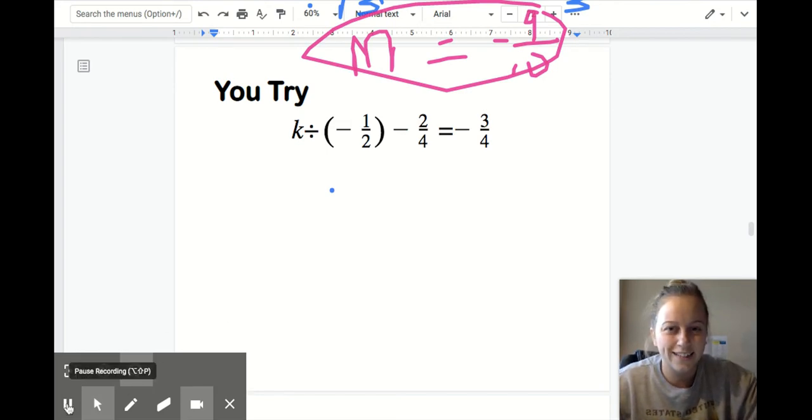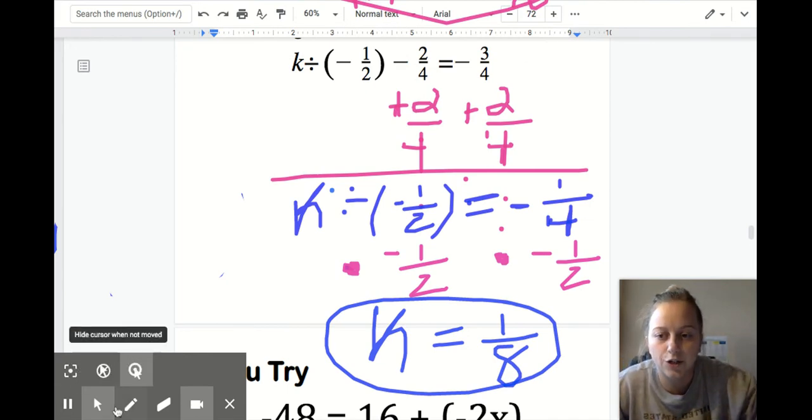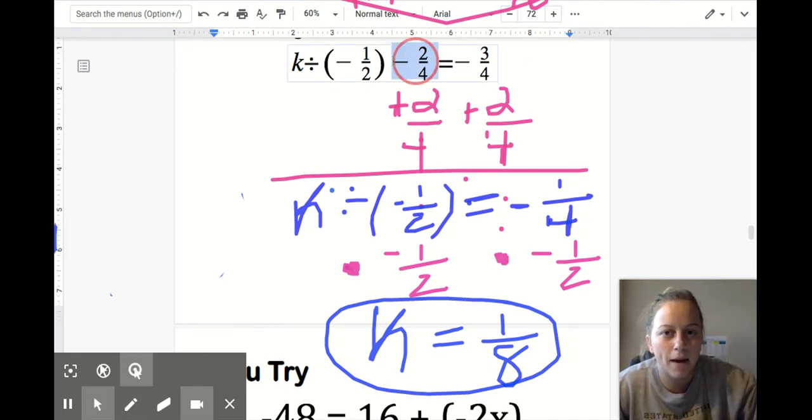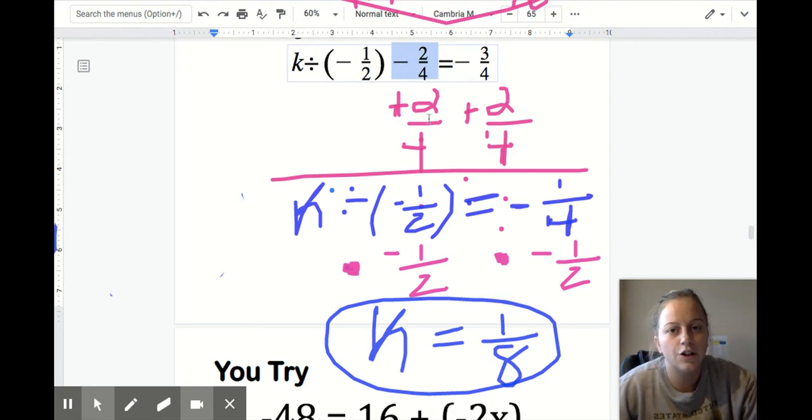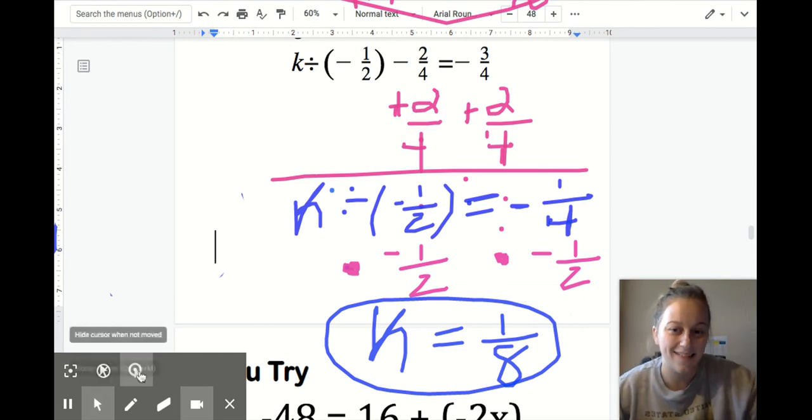All right, here's your correct answer. So here, the first thing I'm going to do is get rid of this -2/4. In order to do that, I add 2/4 on both sides. My new equation is k divided by -1/2 equals -1/4. Then I multiply by -1/2 on both sides, and k equals 1/8.